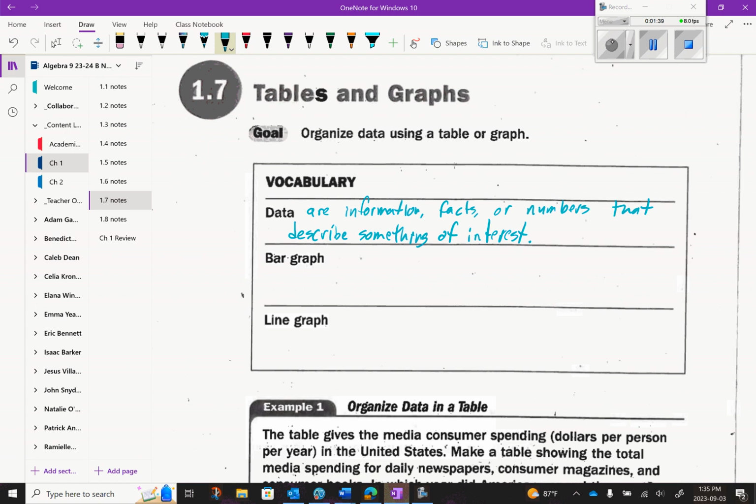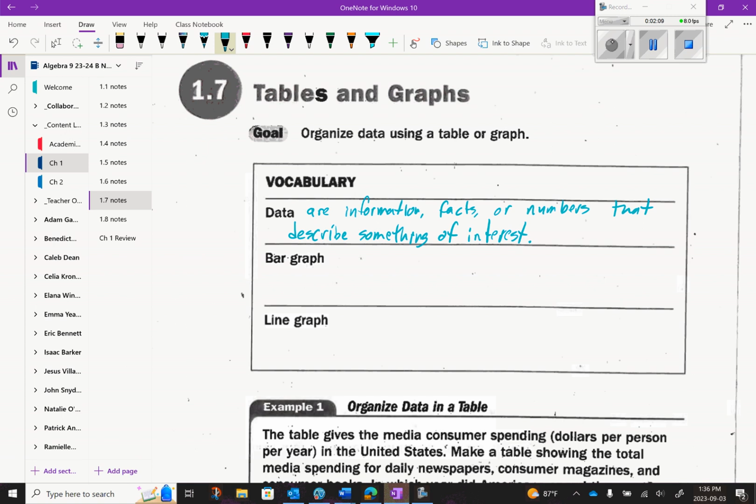If we want to, say, get information from Fenwick graduates 10 years down the road, how much money are you making? What's your income? Those would be numbers that would describe something of interest to the people at Fenwick and how well alumni are doing.